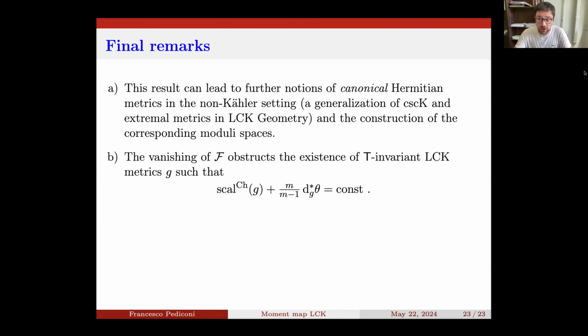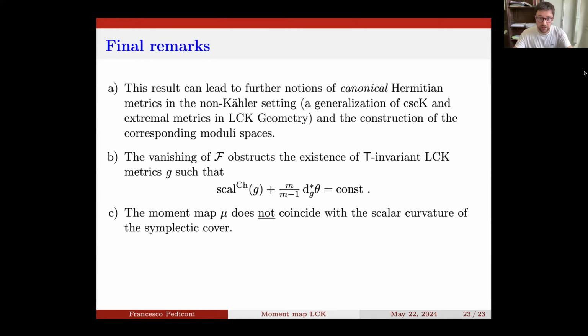The vanishing of the Fujiki type invariant that we found in Corollary B can be seen as an obstruction to the existence of T invariant locally conformally Kähler metrics that satisfy the equation that we get via the moment map that we found in Theorem A.